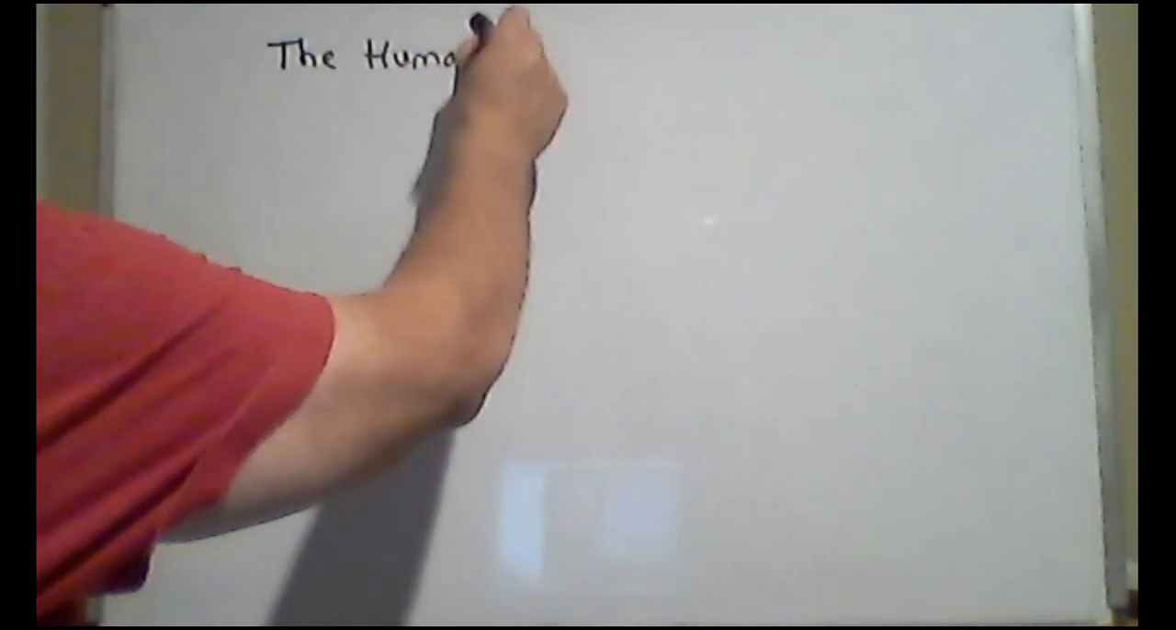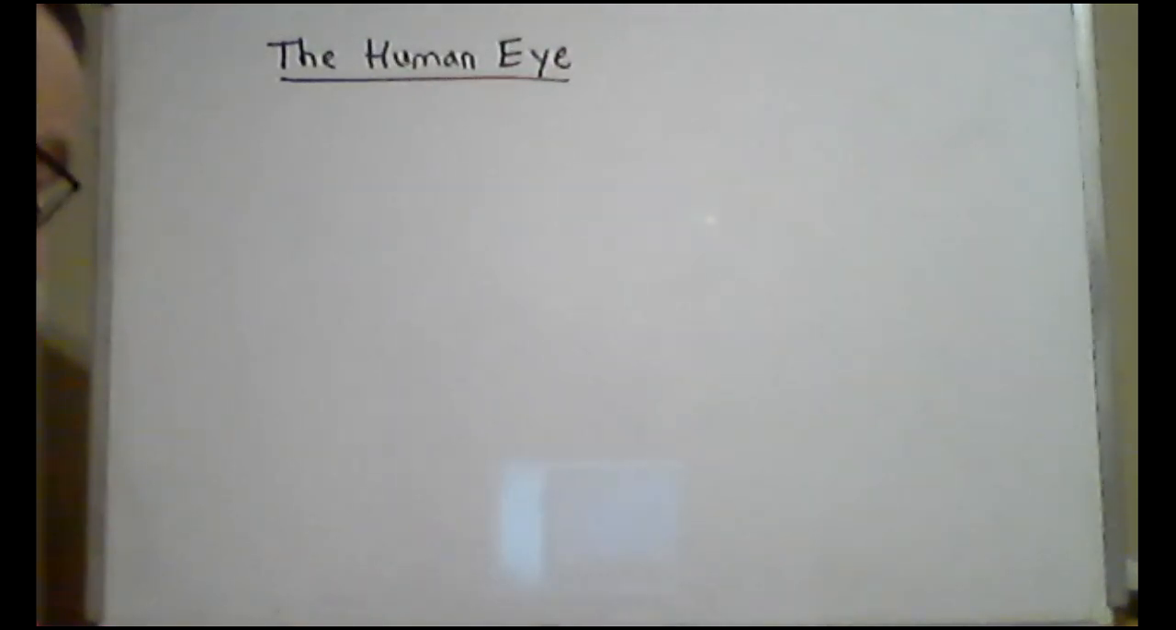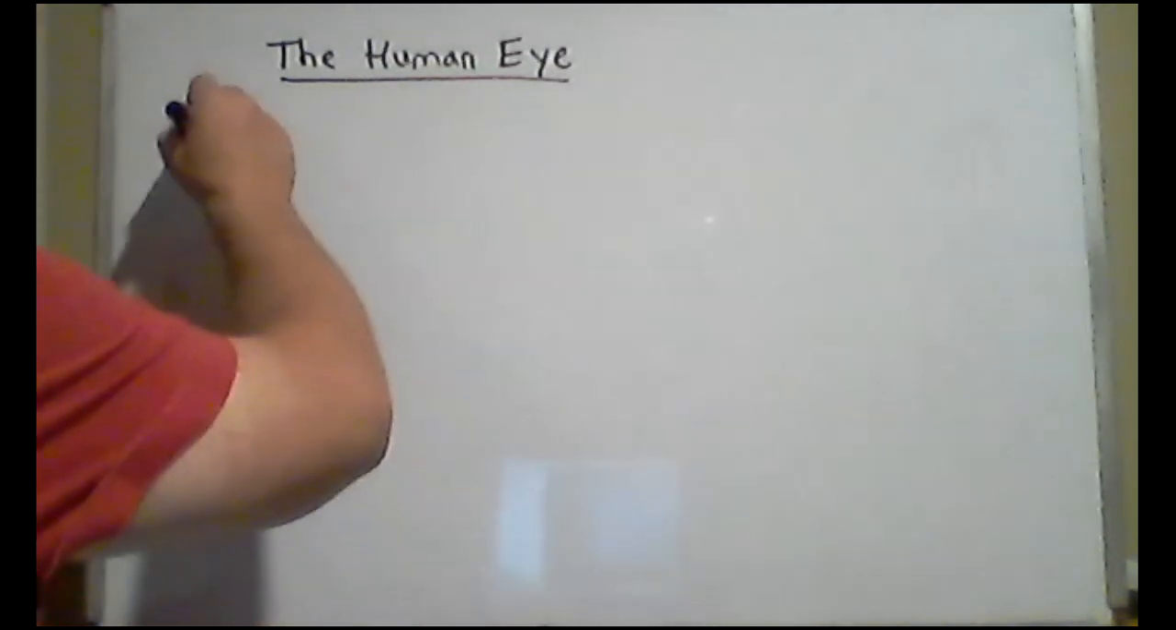So the human eye. The human eye is probably, I would say, the most interesting of all optical instruments. It's remarkable in how it forms images and the richness of detail and color. It can not only detect color, it can also detect motion, and it has an amazing ability to change its focus as well. It can focus at many orders of magnitude.